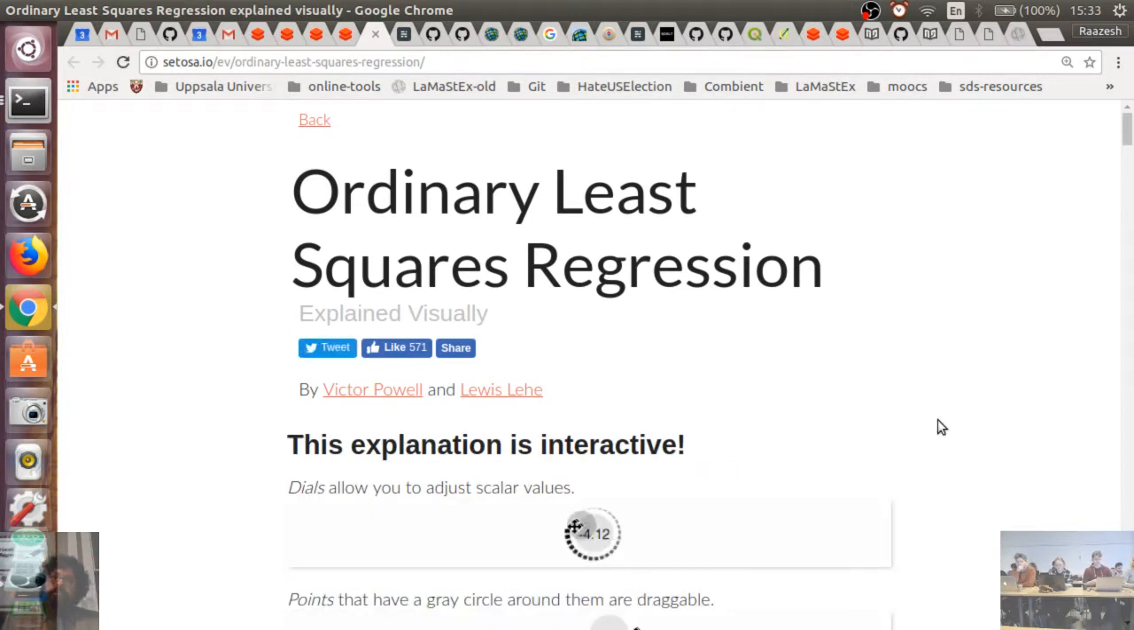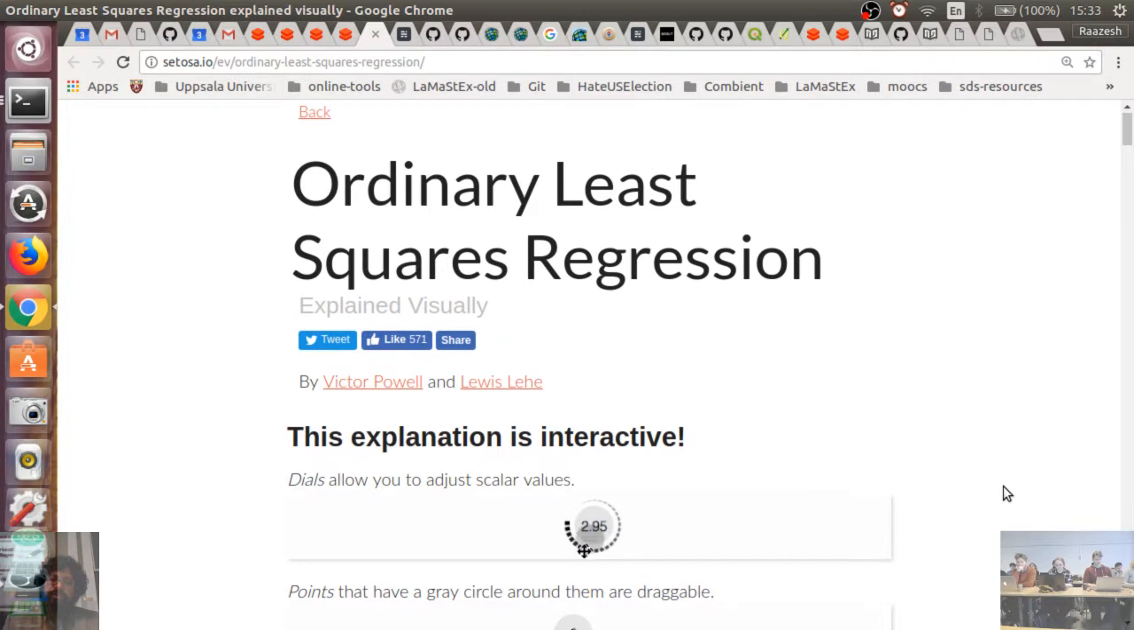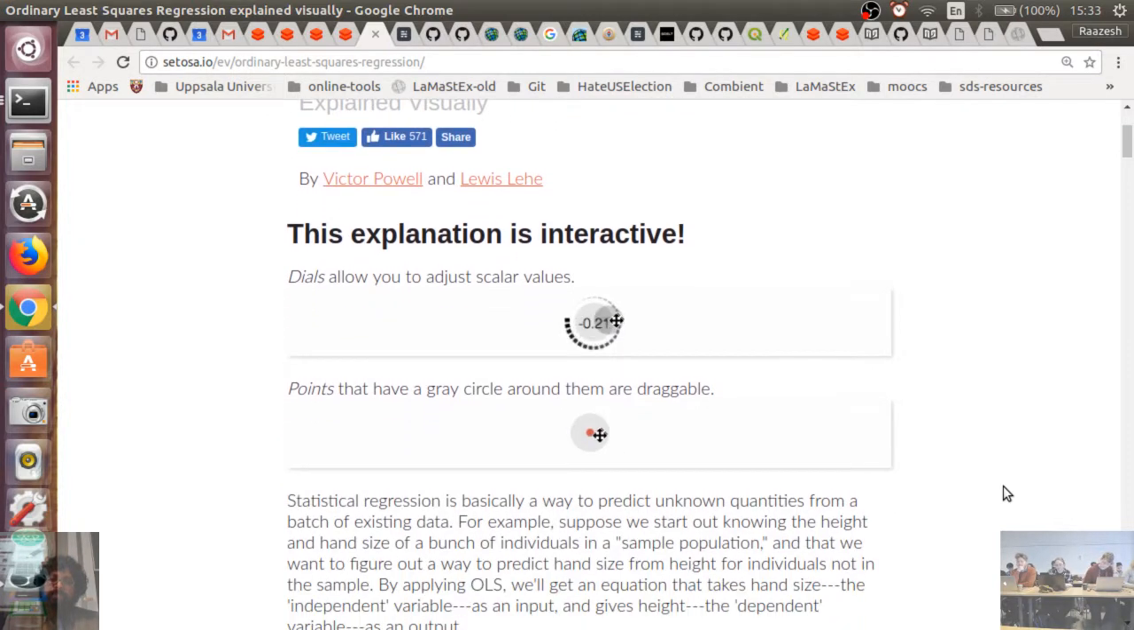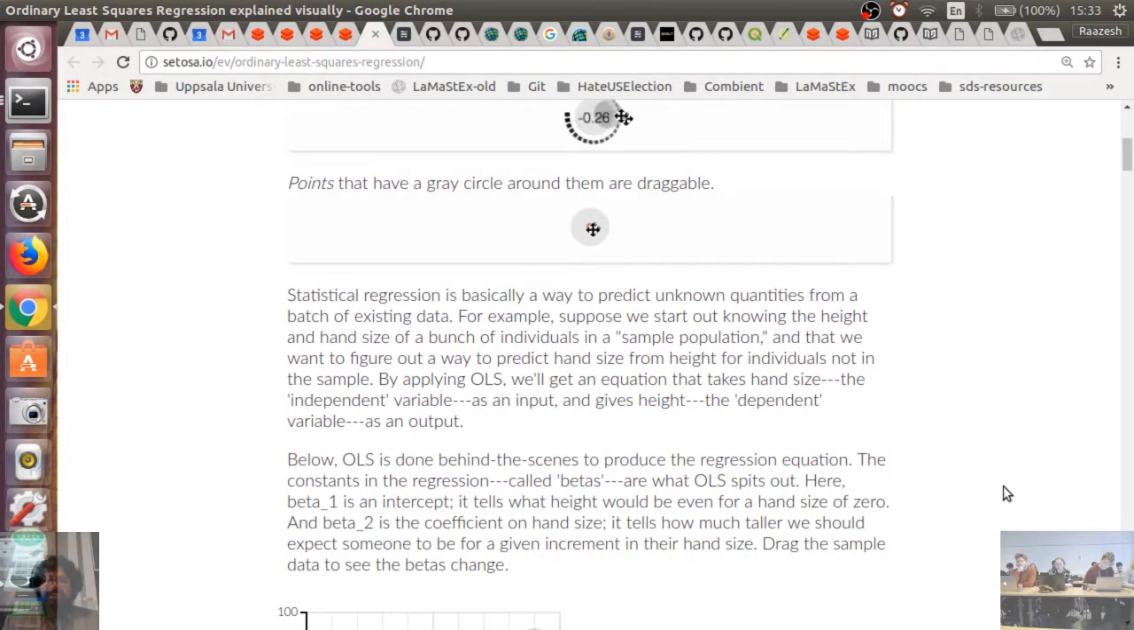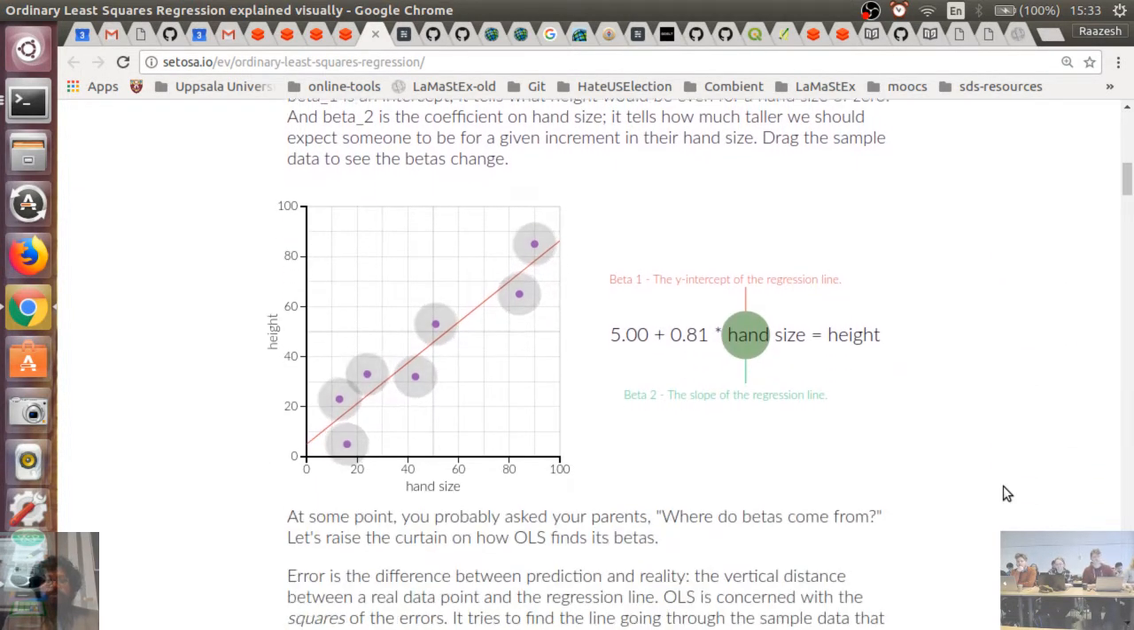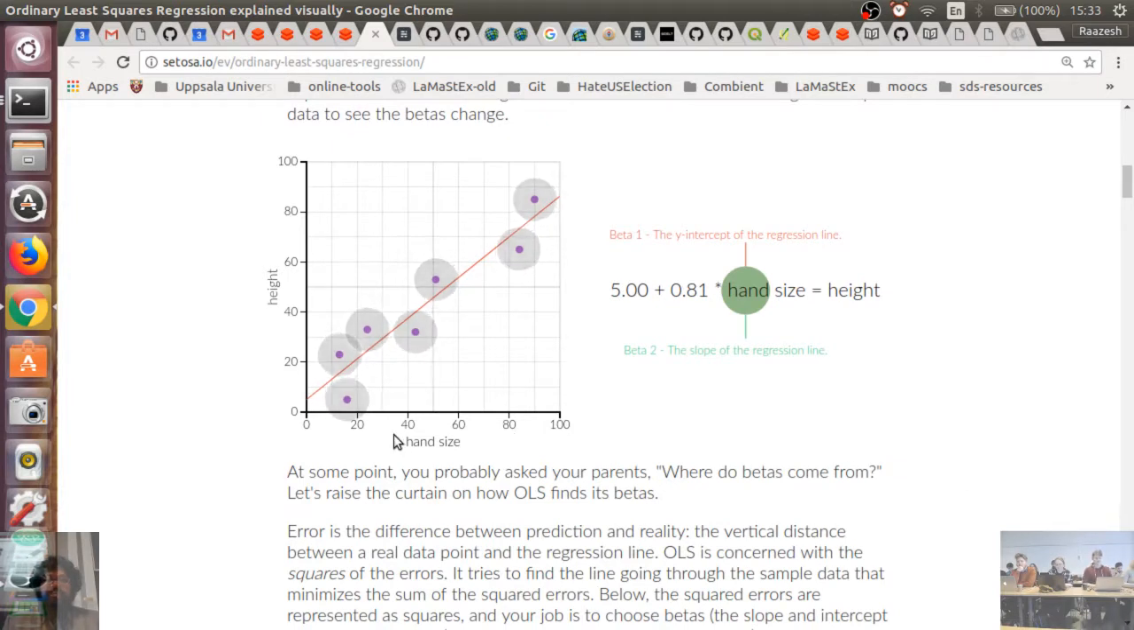So this is called ordinary least squares regression. I don't know how useful this is, but here's a bunch of points, so you have hand size and height. So I guess Trump is somewhere here. I actually don't know how big it's supposed to be. And these are some individuals, right?